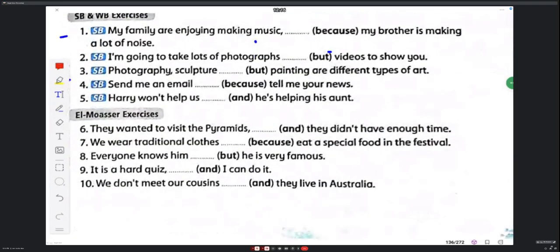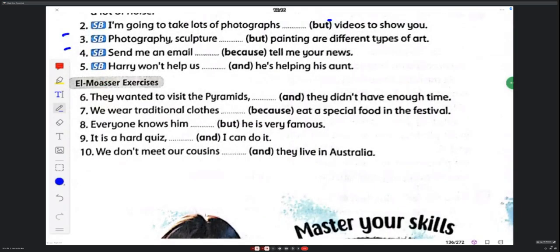Okay, Harry won't help us because he's helping his aunt, so he can't help us. Number six, Luigi: They wanted to visit the pyramids, but they didn't have time. Affirmative, negative, comma, but. We wear traditional clothes and eat special food. Okay, both are affirmative.